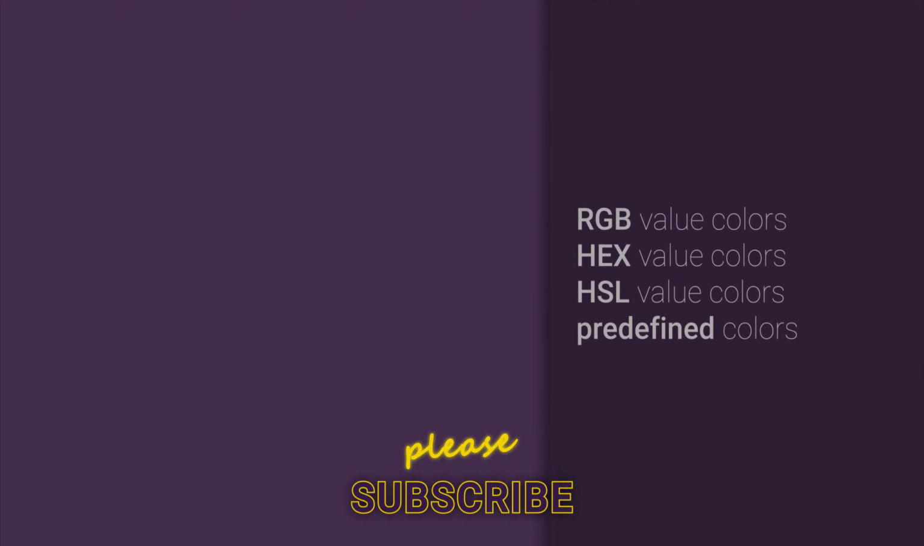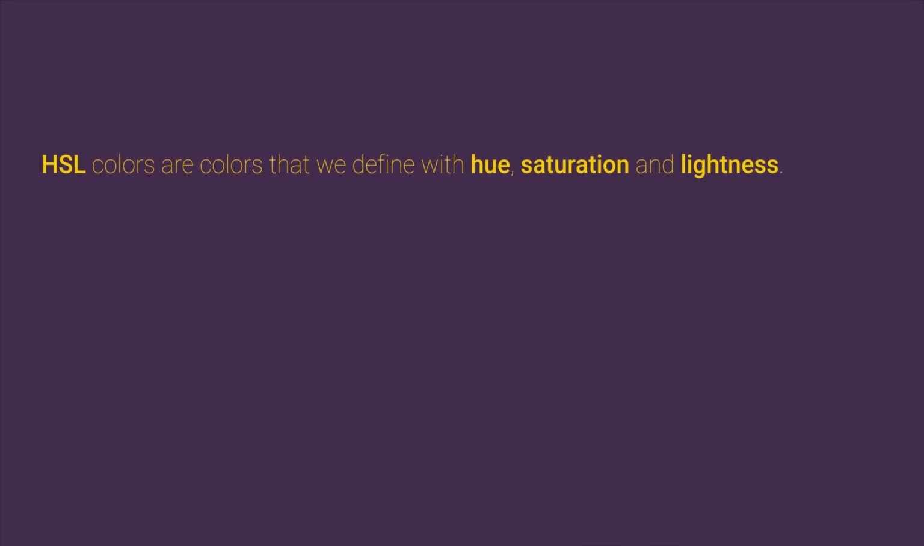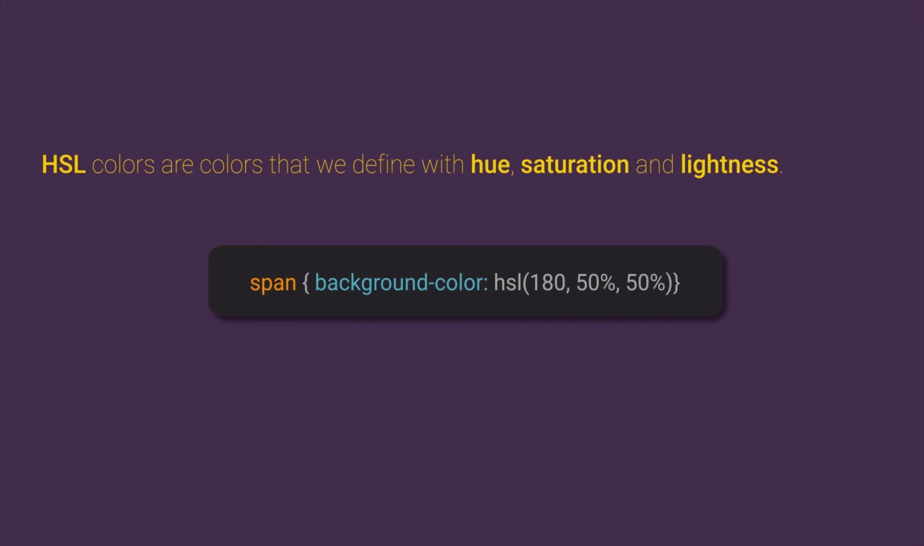What are HSL value colors? Well, HSL colors are colors that we define with hue, saturation, and lightness. Syntax for HSL value colors looks like this. Okay, so first value that we set for HSL represents hue.